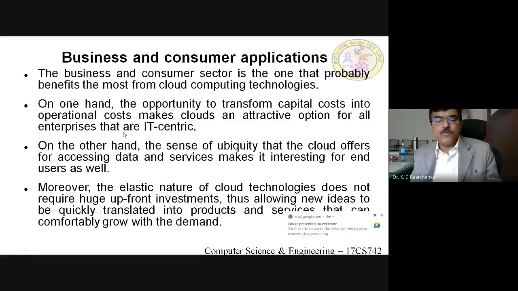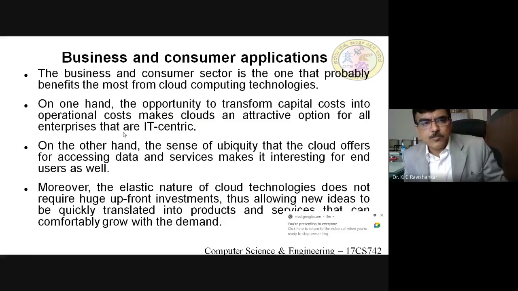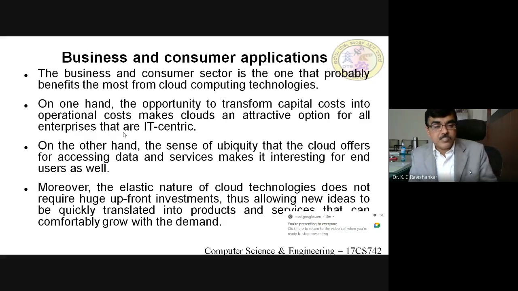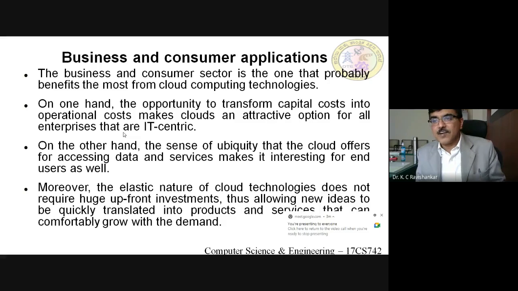Next, we will move on to the business and consumer applications. So these are all scientific applications we have seen, biological applications we have seen, data intensive applications we have seen, and geoscience, so geographical information system, also uses cloud computing. That also we have seen. Next, we will see business and consumer applications.